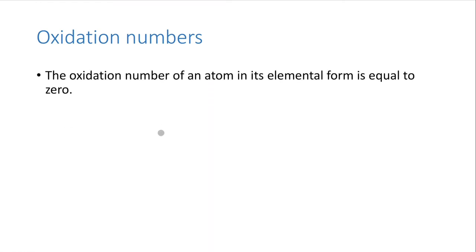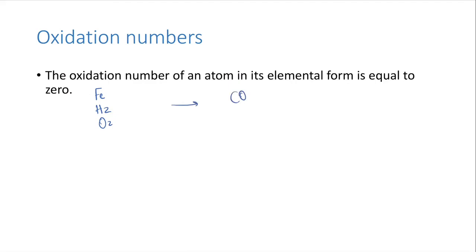The oxidation number of an atom in its elemental form is equal to 0. Examples: Fe, H2, O2. The oxidation number of hydrogen in H2 is equal to 0. The oxidation number of oxygen in O2 is equal to 0. The oxidation number of iron in Fe is equal to 0.